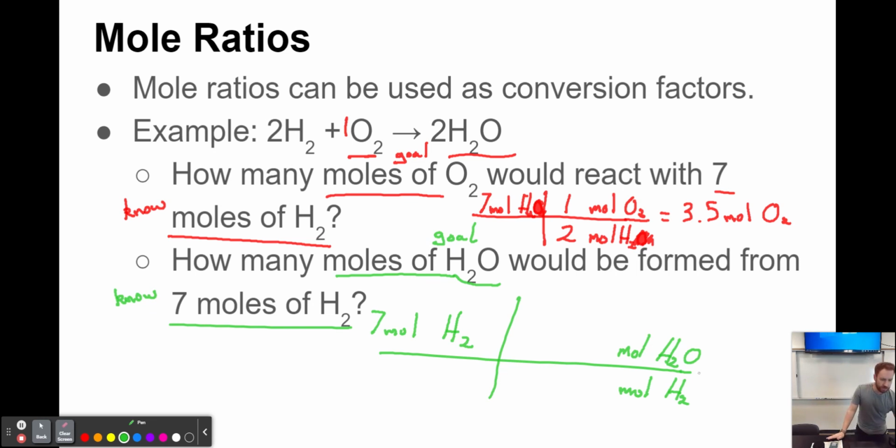H2O. Well, there's a 2 in front of hydrogen and a 2 in front of H2O, which means that for every 2 moles of H2 that reacts, 2 moles of H2O will be produced. That's our molar ratio. So mathematically, we're going to take 7 times 2 divided by 2, which is going to be 7. And units-wise, moles of H2 is eliminated, and we're left with moles of H2O. So our answer is 7 moles of H2O.